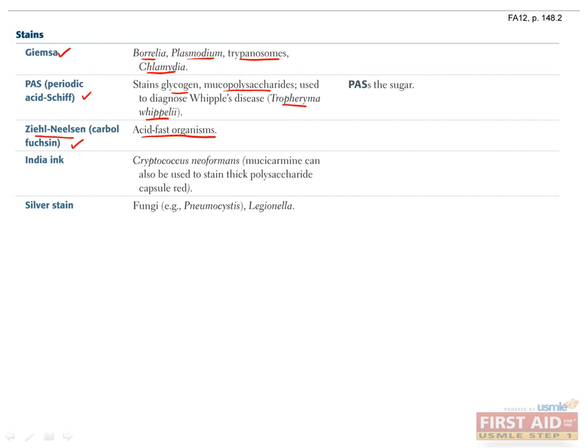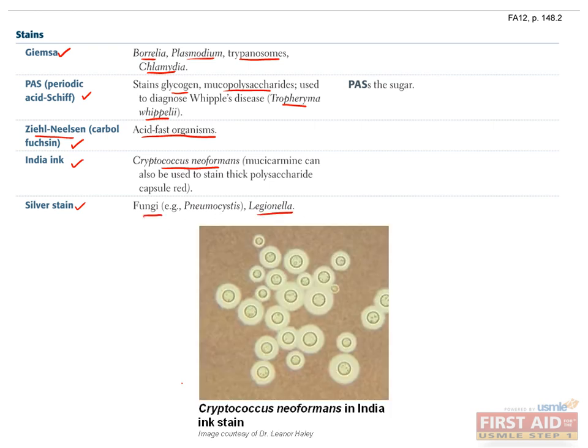The India ink stain can stain for Cryptococcus neoformans. And lastly, the silver stain is useful to visualize fungi and Legionella. Here is an image showing how Cryptococcus neoformans would appear using the India ink stain.